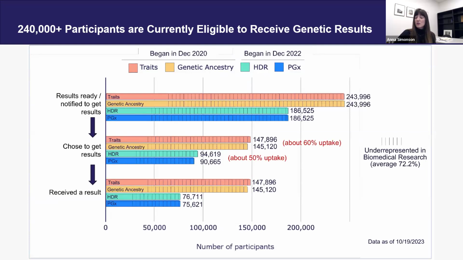So currently, more than 240,000 people enrolled in the program are eligible to receive their genetic results, of which over 70% are underrepresented in biomedical research.